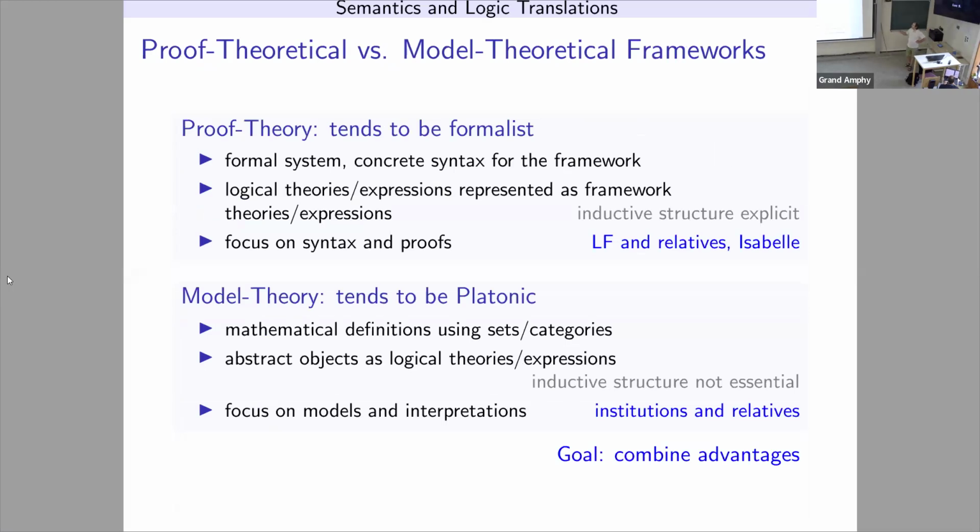So this formalist-Platonic distinction is orthogonal to the proof theory-model theory distinction. But in practice, what we see is that if people do proof theory, they're usually formalists, and if they do model theory, they're at least more likely to be Platonists. That's why these communities have been mostly disjoint.